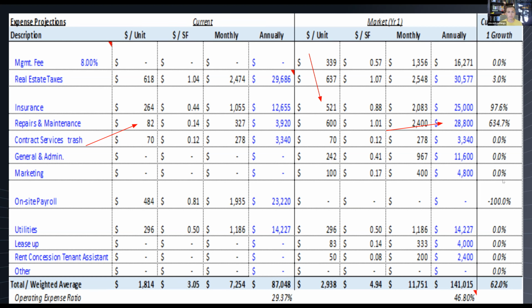But the biggest thing on this is don't take their number, like, oh, well, they got a $12,000 policy for insurance.